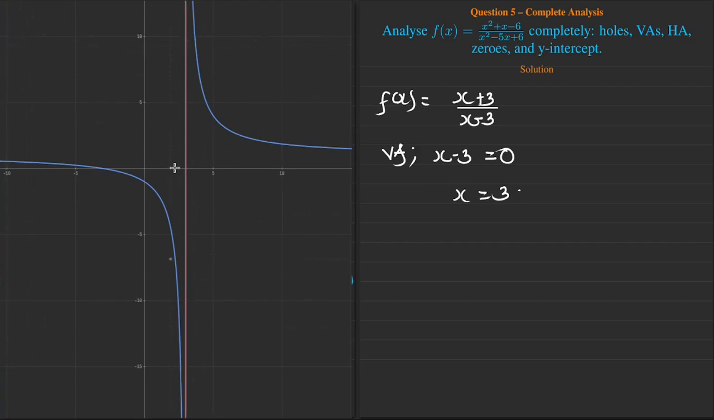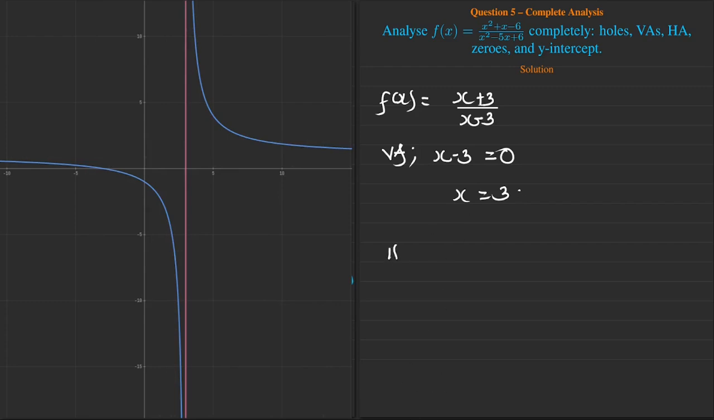So you see this straight line over here. The function tries as much as possible to touch it, but then it doesn't touch, on both sides, both upwards and downwards. It tries as much as possible, but then it does not touch.